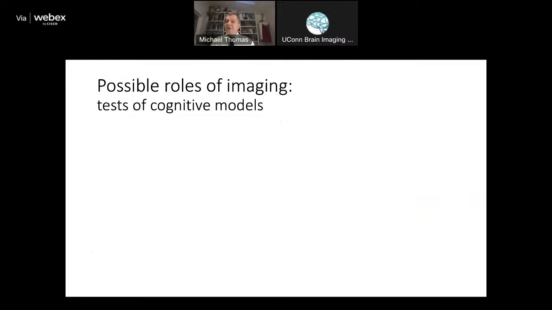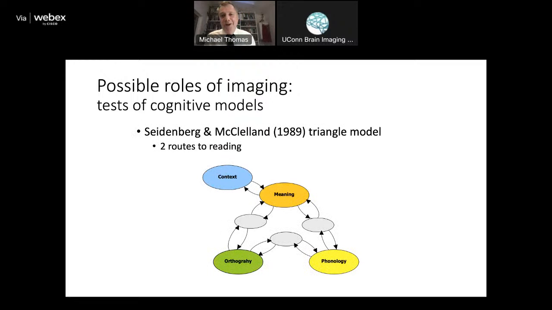This is one of my favorites, using brain imaging to test cognitive models. So I'll just give one example of a paper here because I was a co-author on it. This is looking at reading, and this is an old model now, originally an early artificial neural network model of the reading system. If you look at this diagram, you'll see the idea that reading is going to be a mapping of orthography to phonology, but also you might want to map from orthography directly to meaning, and there's a mapping between phonology and meaning.